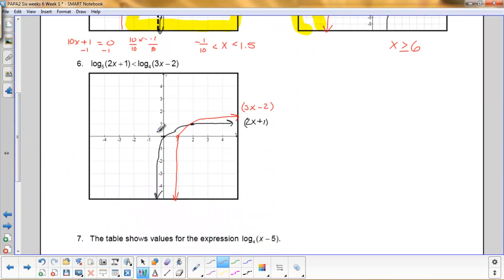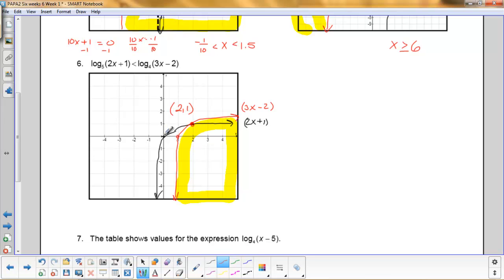Question number 6, again, we've got to first identify our shaded region. So our shaded region is going to be when this 2x plus 1 is less than 3x minus 2. So we're going to identify that region by shading below the red line, because the red line is 3x minus 2. The next thing we're going to do is identify that intersection point. It is identified as 2, 1.